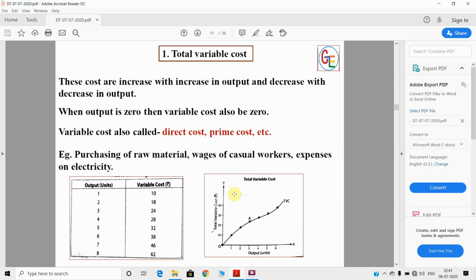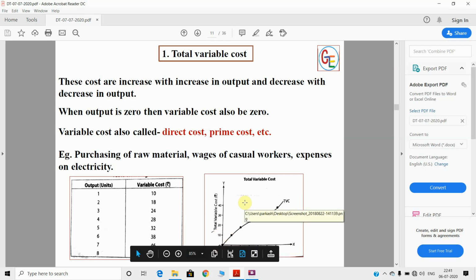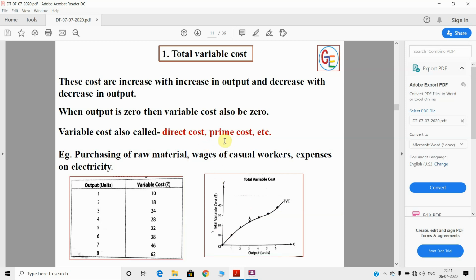Next come to the total variable cost. This cost increases as the amount of output increases and also declines vice versa. When the output is 0, then the variable cost is also 0, so it starts from the 0. The variable cost is otherwise known as direct cost or prime cost, and your fixed cost is known as indirect cost, right? It takes the shape of a quadratic function. So the TVC or TC curve is like a quadratic function.